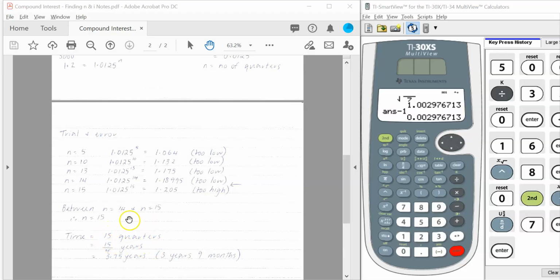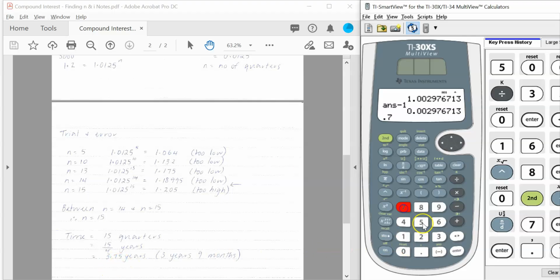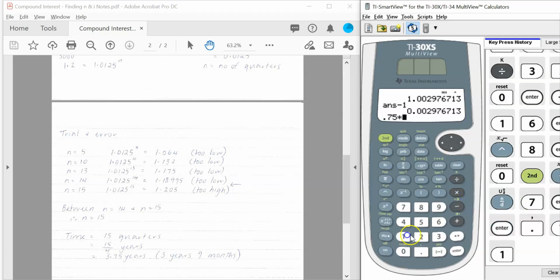So to work out the number of years, I've just divided the quarters by 4 and I get 3.75 years, or we can convert that to 3 years, 9 months. For the people who are wondering how we got 9 months, we've just taken this 0.75 and we've multiplied it by 12 months per year to get our 9 months.